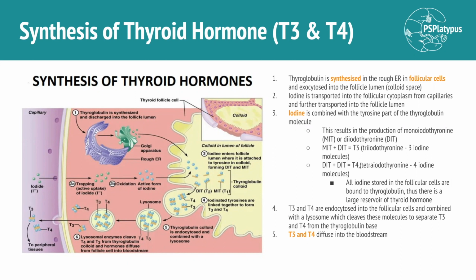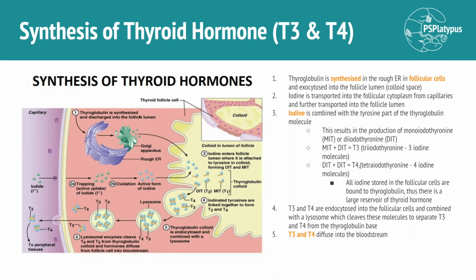Iodine in the bloodstream then is taken up by our follicular cells into the colloid space, where it then combines with our thyroglobulin to form either monoiodotyrosine or diiodotyrosine, MIT and DIT for short. These then combine to form either T3 and T4, as it's still bound to the thyroglobulin.